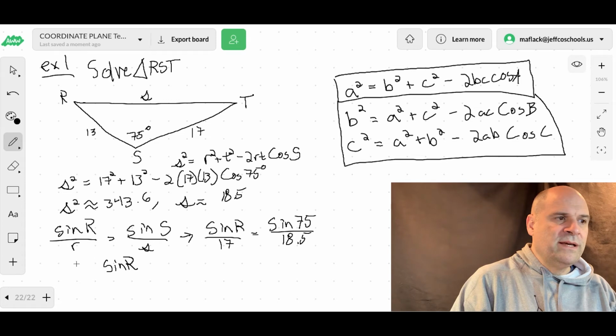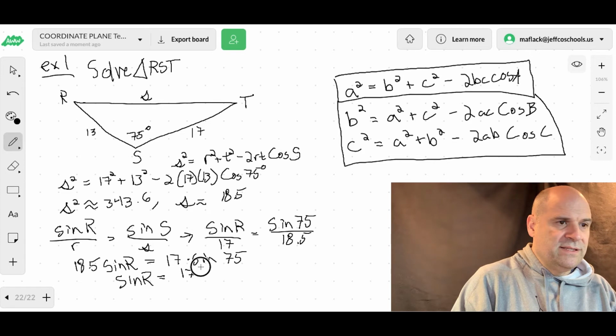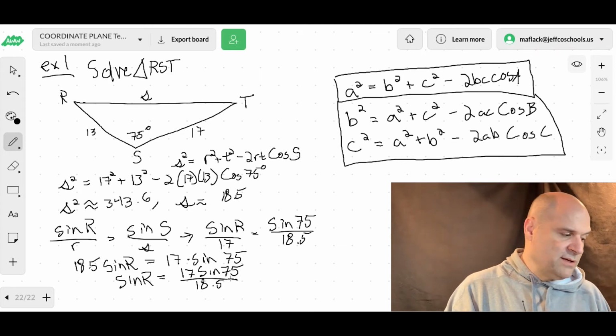If I do a little cross multiplication here, I can say sine of R multiplied by 18.5 equals 17 times sine of 75. Then we're going to solve for R, so sine of R equals 17 sine of 75 all over 18.5-ish.